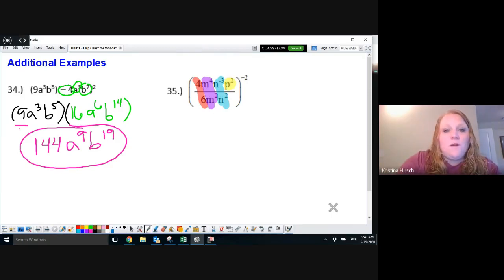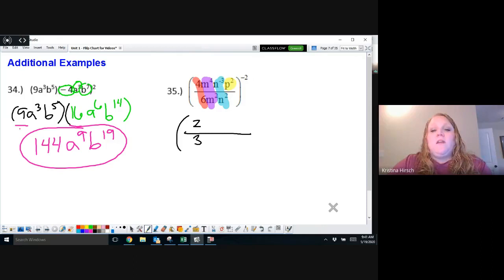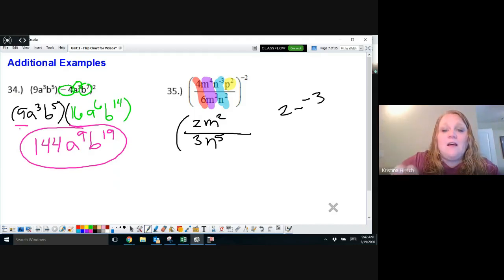So 4/6 would reduce to 2/3. Then I deal with my m's. It's top heavy, so 4 minus 2 is 2, so I would have m squared. The n's, be careful, the n's are bottom heavy, because 2 is bigger than -3. So I know my n's are going to be in the denominator, but I've got to figure out the exponent. So I'm saying 2 minus a -3. Be careful. When you subtract a negative, it's really a positive. So it's really going to be n to the 5.